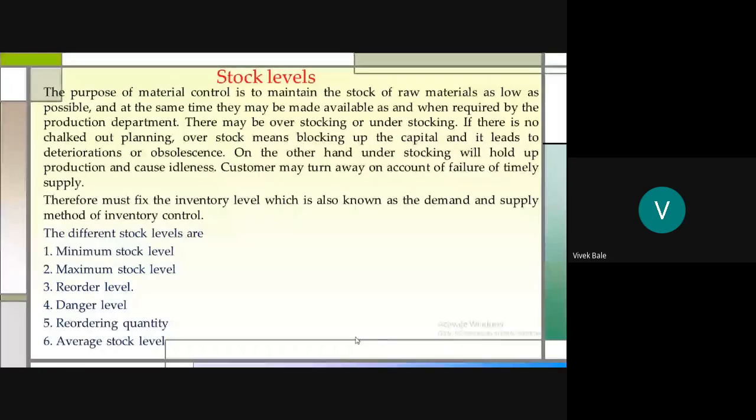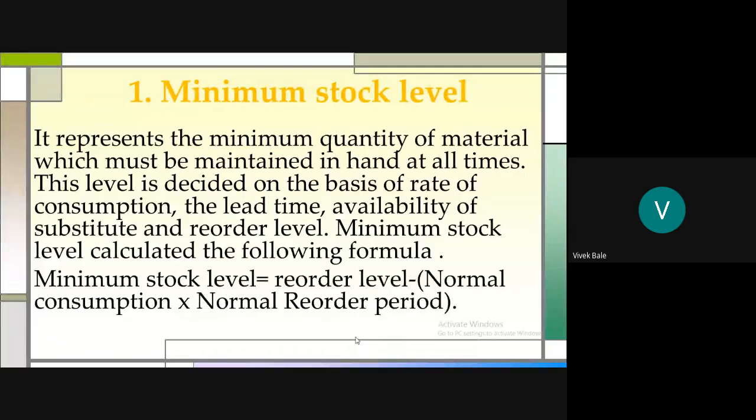So, minimum stock level. It represents the minimum quantity of material which must be maintained in hand at all times. This level is decided on the basis of rate of consumption. Rate of consumption means how much material is required in the production process. So based on the consumption a machine requires, your minimum stock level should be kept in the godown, so that depending upon the rate of consumption, you are able to supply the material.